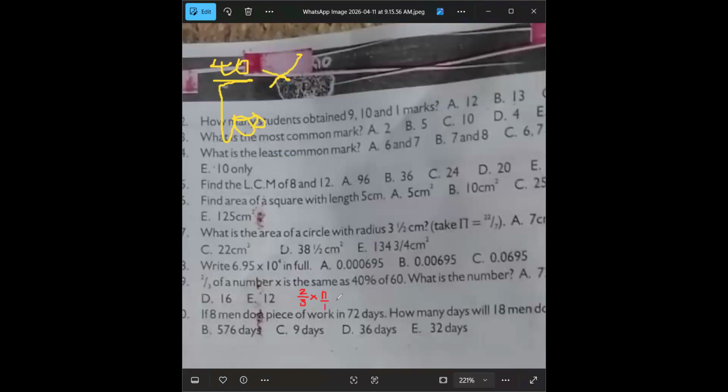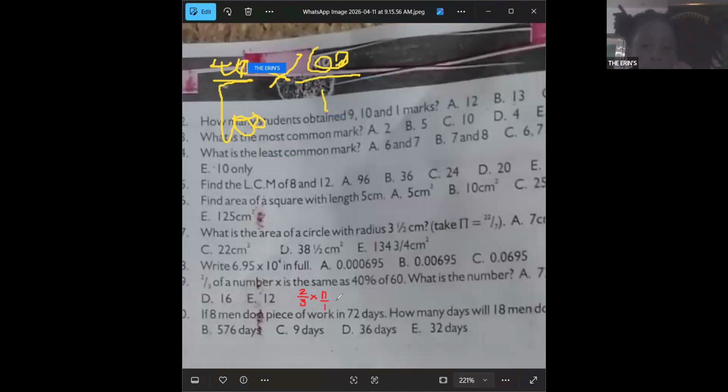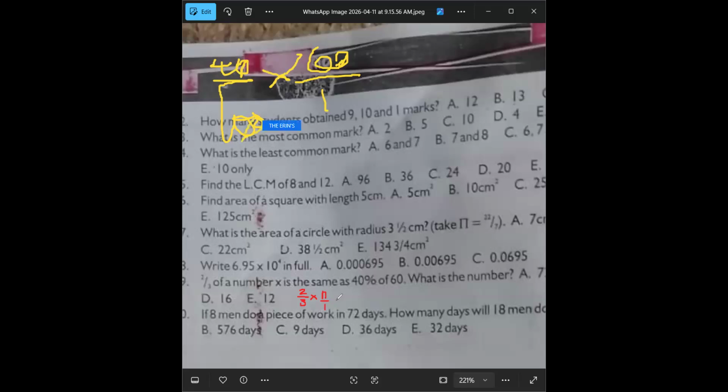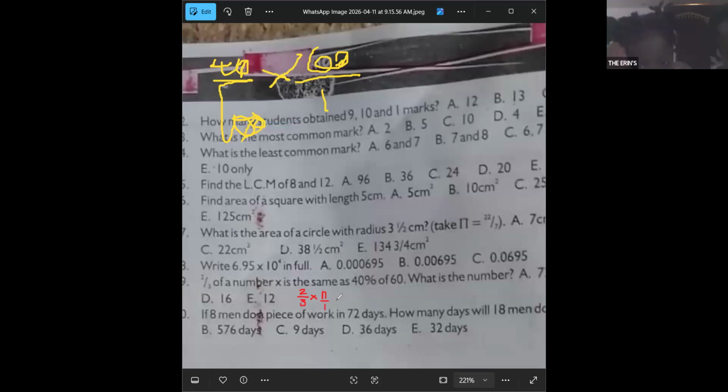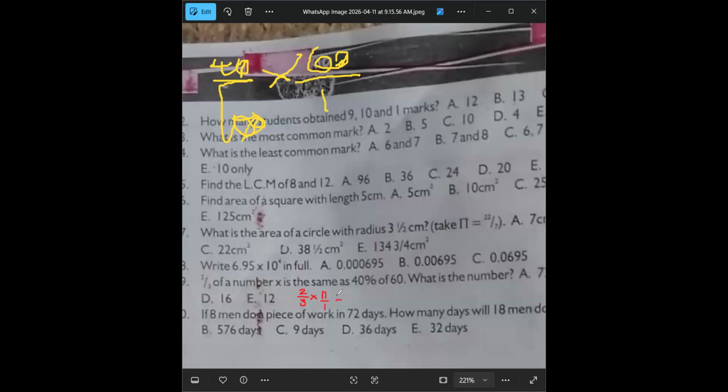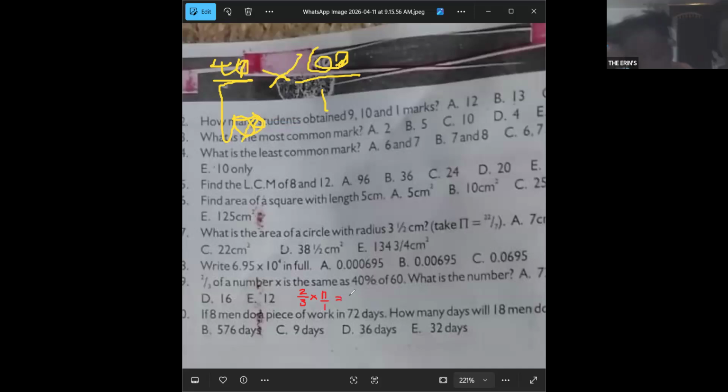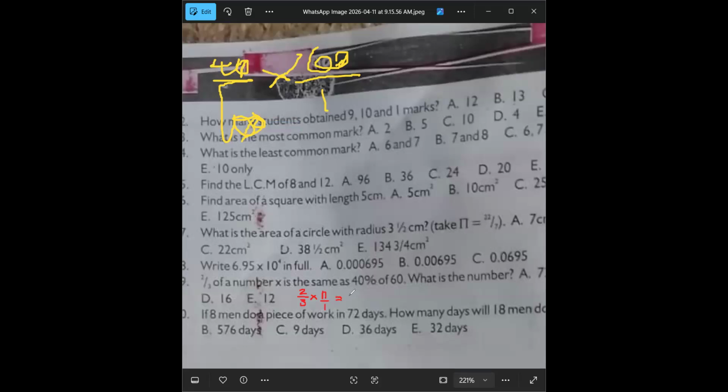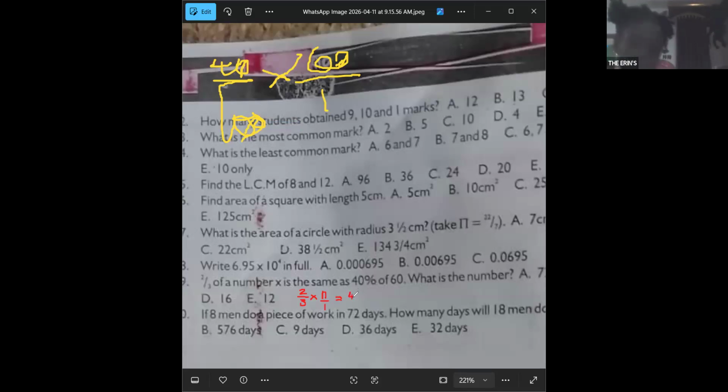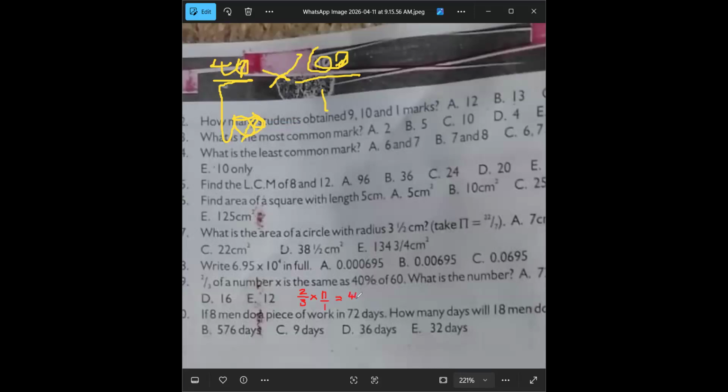Now, in mathematics, when they say is the same as, what do you think they're saying? What mathematical sign should we use? Equals to. Thank you. Equals to what? 24. And how did you get 24? I use 40 over 100 times 60 over 1. Okay.